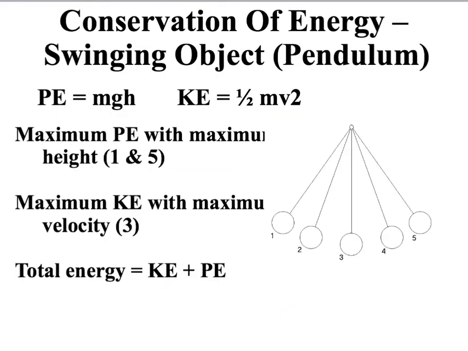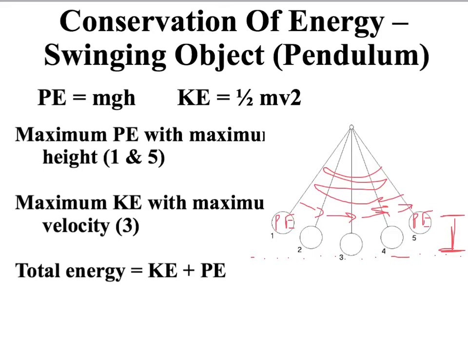Let's look at another case. Here's another case of a pendulum. Now remember, a pendulum is something that you might see with a hypnotist, where it swings back and forth and back and forth. How this transformation of energy happens with a pendulum is, if we consider this the ground level, when the pendulum is at its maximum height, that's when its potential energy is going to be maximum. So in this case, the potential energy is maximum at position 1 and at position 5.